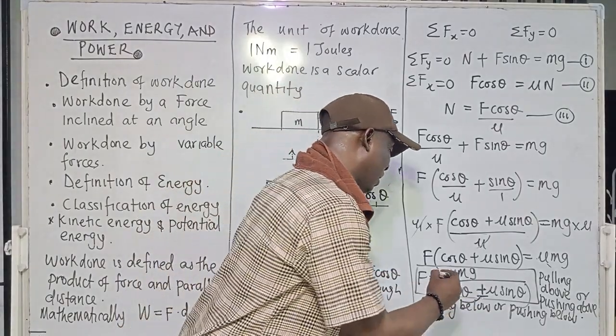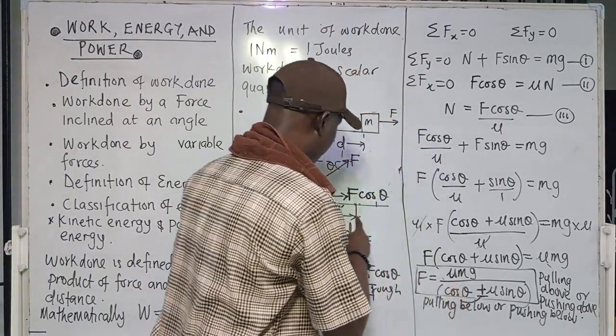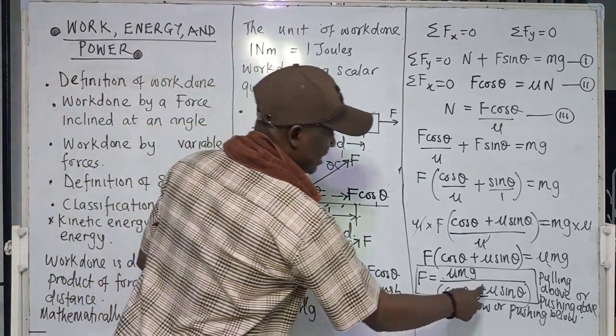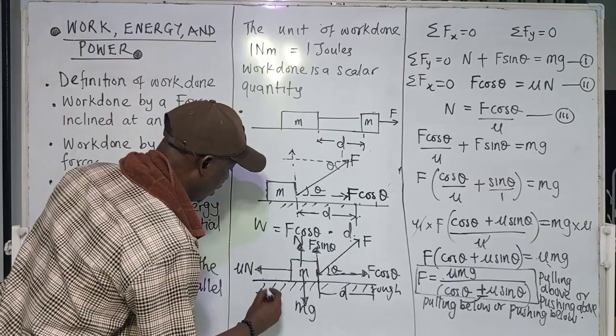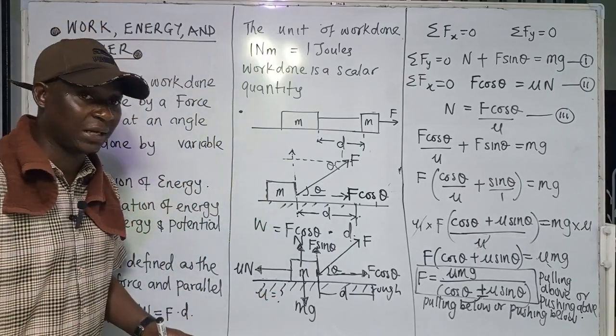Your mass, this one now, don't forget, mg is equal to the weight. This one is the angle of inclination, this angle. This is the coefficient of friction for the surface. They will give you the coefficient of friction of the surface. So take note of that.